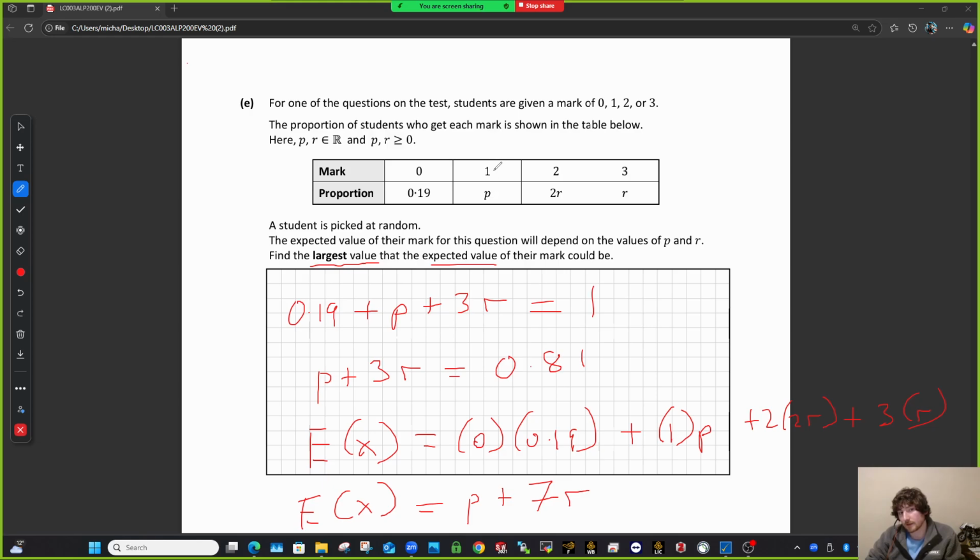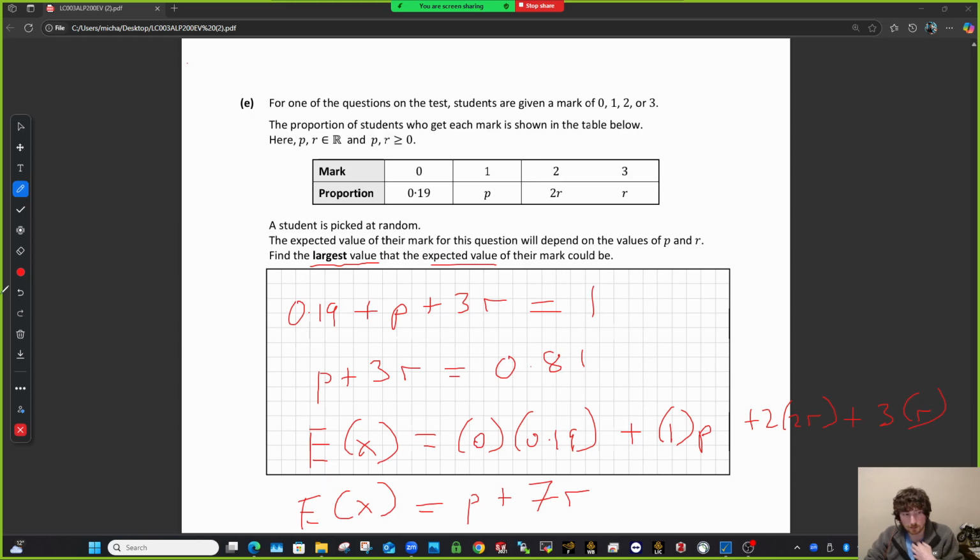Now, p is only ever going to be multiplied by a 1, whereas r is going to be multiplied by like 3, and 2r is going to be multiplied by 2. So if you want to make E of X big, you want r to be as big as possible, and then p to be small. Because r can't be big without making p small, because they all have to add to 1. So this was a constraint you had to realize, that to get the biggest value for E of X, you want to make this guy small, and then give as much value as possible to r.